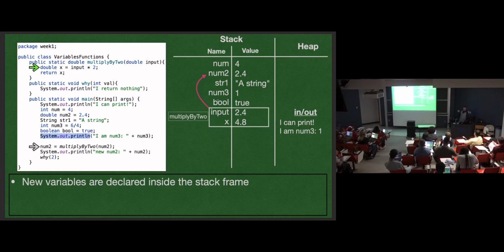Now the reason we don't do a box around the main stack frame is after multiply by 2, I might declare another variable and I'm going to draw it down here. And it'd be weird to have a box and then say, oh, this is also part of the main stack frame. It'd just get awkward and messy. So anything outside all the stack frames is in the main stack frame.